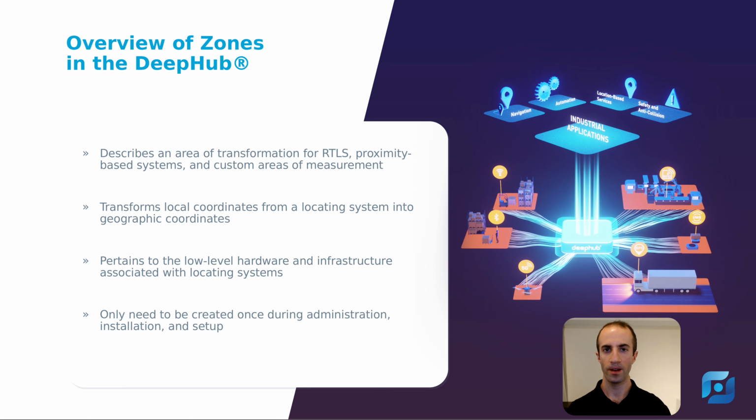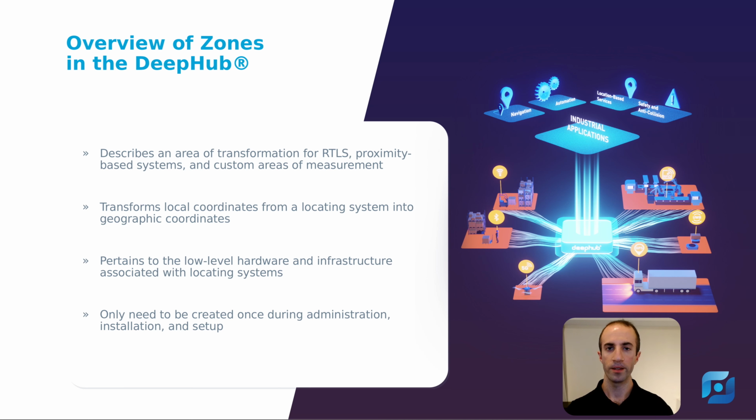My name is Cody, and in this episode we're going to provide an overview of zones and show you how you can create and manage them in the DeepHub. A zone describes an area of transformation that applies to real-time locating systems such as ultra-wideband or Wi-Fi, proximity-based systems such as RFID, and custom areas of measurement. Within this area, local coordinates from a locating system are transformed into geographic coordinates.